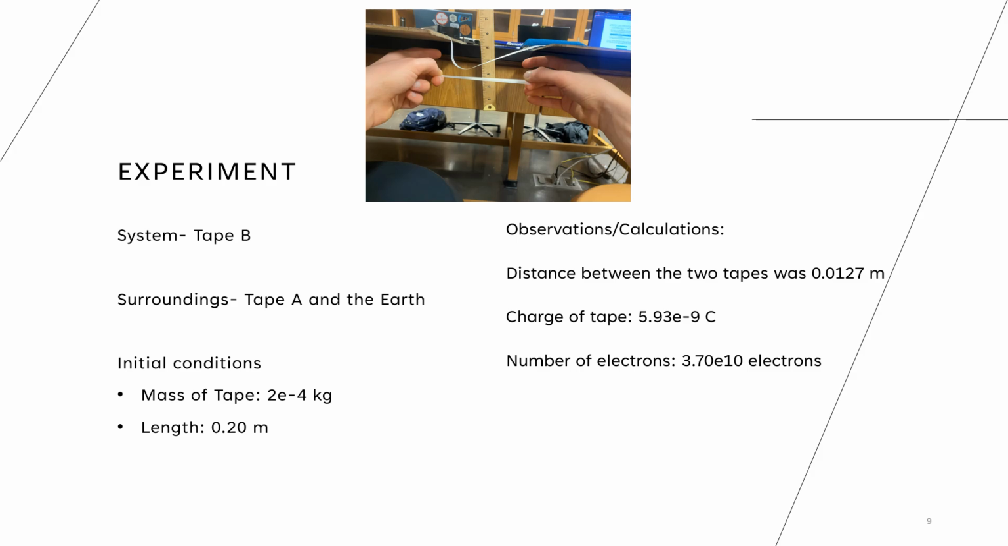Observations and calculations. The distance between the tapes when the electric force was applied was 0.0127 meters, and the charge of the tape was determined to be 5.93E-9 coulombs, and the number of electrons it was deficient of was 3.70E10 electrons.